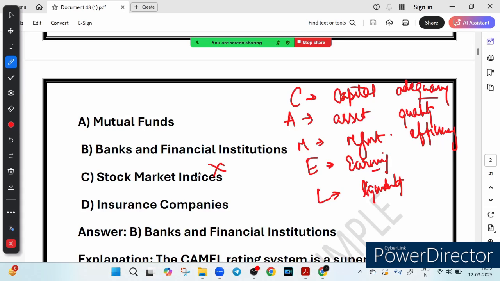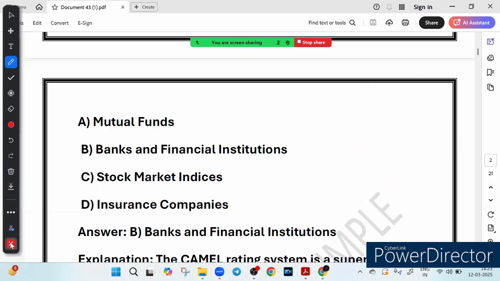And insurance companies are evaluated using solvency ratios, claim settlement ratios, and IRDAI norms. So the final summary is that the CAMEL rating system is used for banks and financial institutions. The 5 key components are capital adequacy, asset quality, management, earning, liquidity. Right? That is the point. Now let's see the next question.